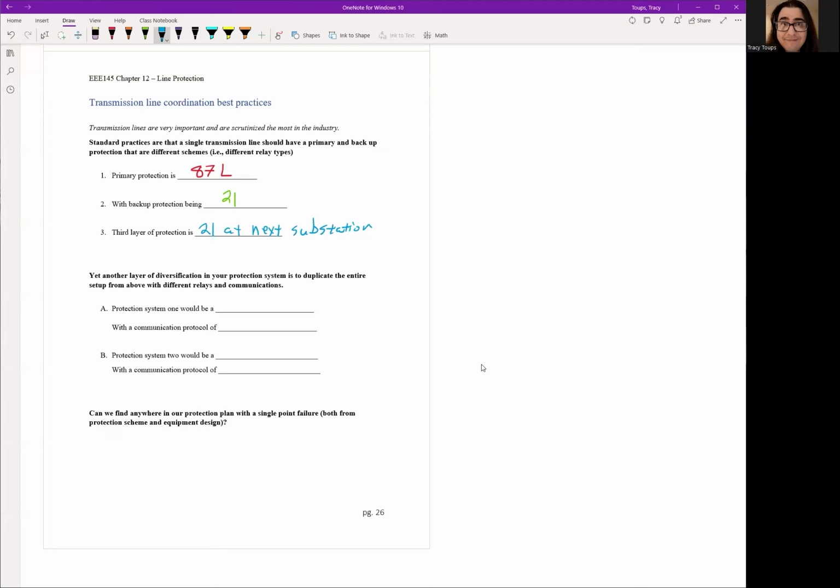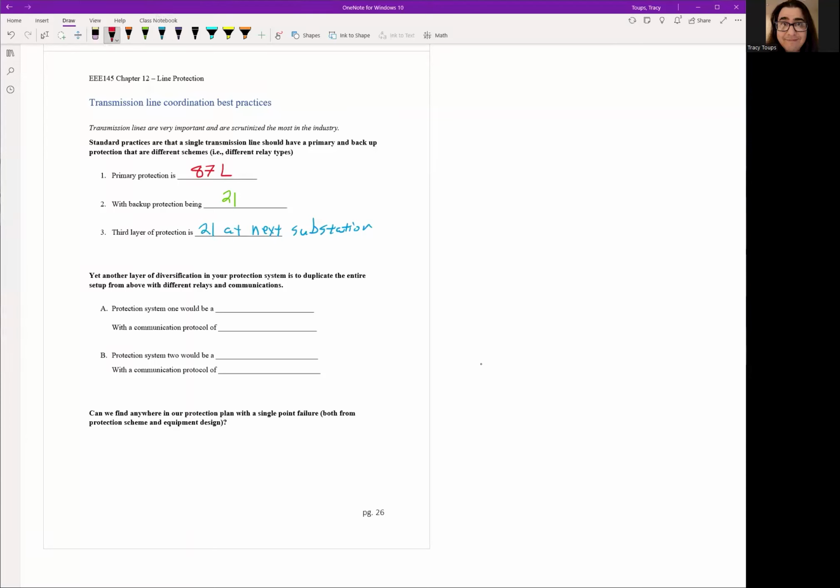Some people are actually even talking about, instead of having a backup 21 relay, putting a second line differential. That has its pros and cons, but traditionally, every utility I've seen, 87L for primary, 21 for backup, and then the next substation over is another 21 looking over. Now, we have 3 layers from different relay types.